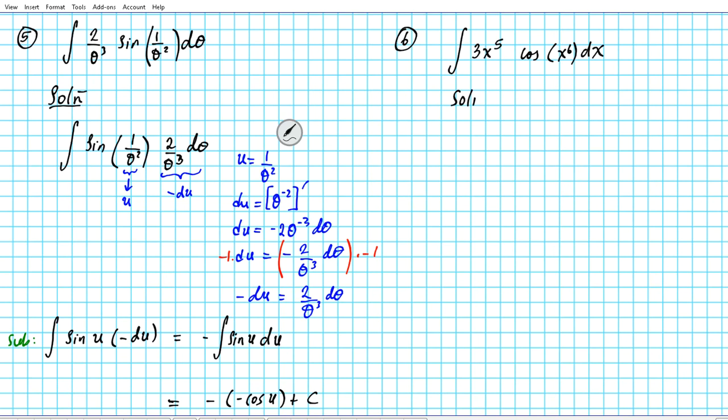Alright, let's go ahead and do that. Now, what we're going to do first is write it in a way where it's easy to identify what u and the other component is.